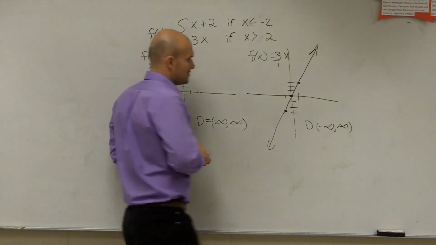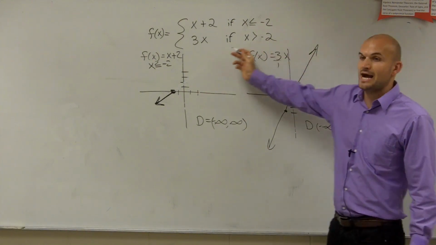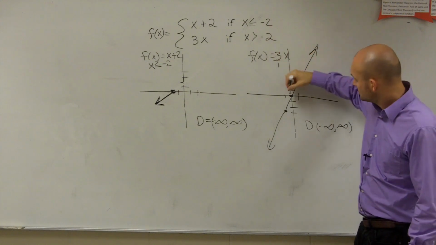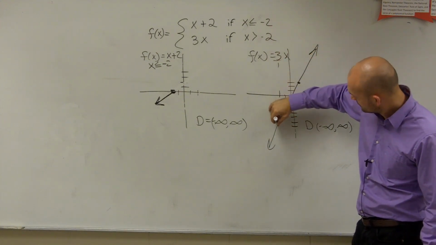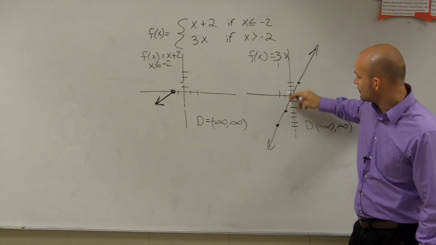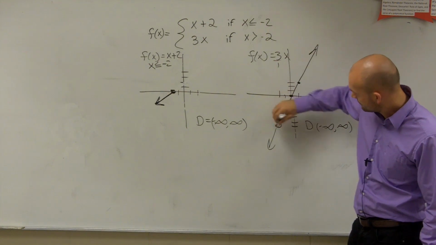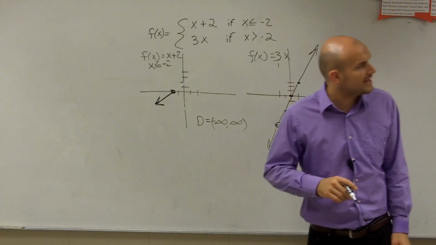Then the next thing I look at, Amber, is this one. This one has a domain of negative infinity to infinity, but I only want to graph it when x is greater than negative 2. So I look at when x is greater than negative 2. Well, it's going to be a big open circle right here.